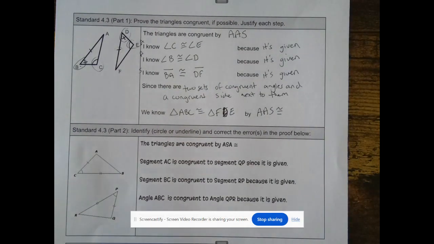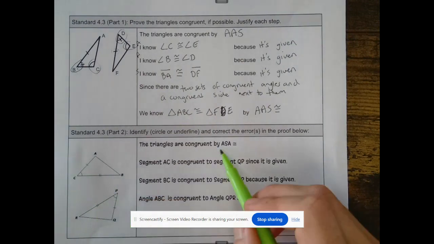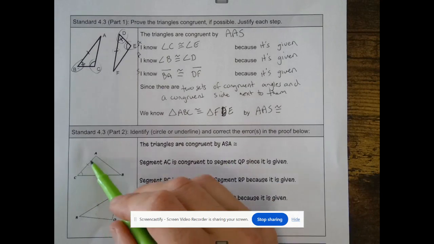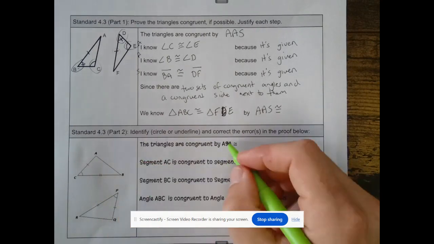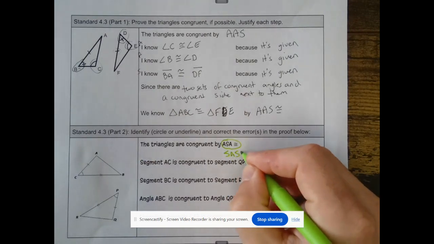This is where we have to identify the errors. So how are the triangles congruent? What do you have here? What information? I see congruent sides, and an angle. Two sides and an angle. That's definitely not angle, side, angle. So two sides and an angle. The angle is between the two sides. It connects the two sides. So instead of ASA, this should be side, angle, side congruence.